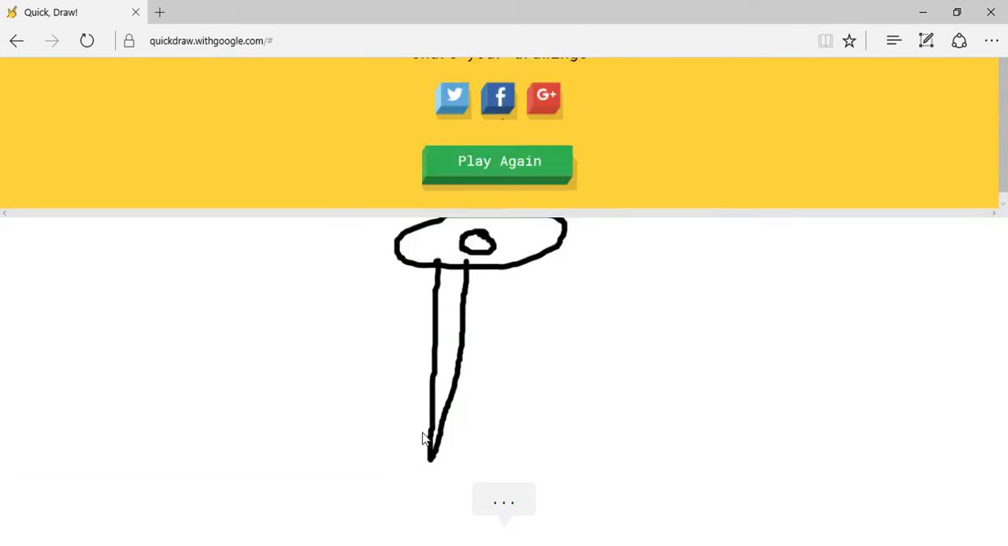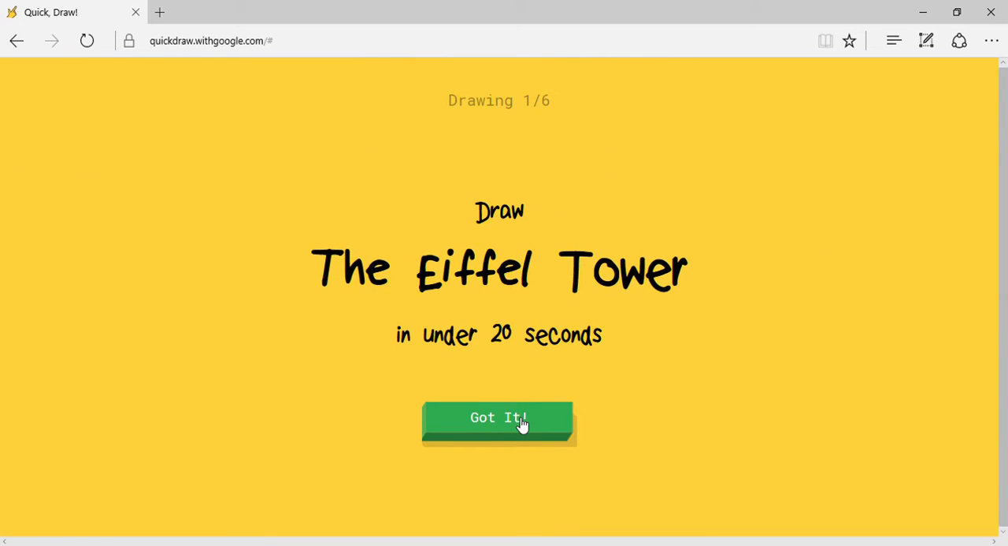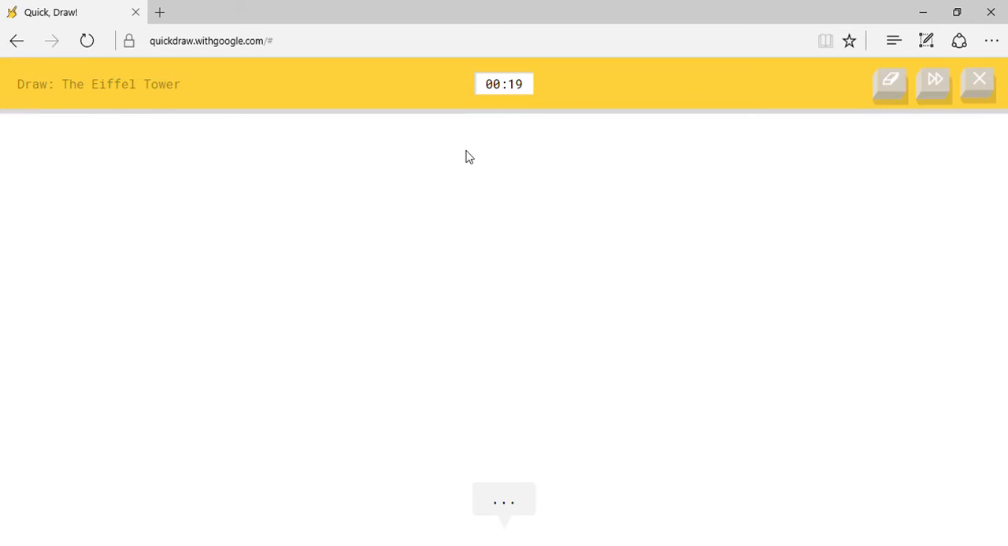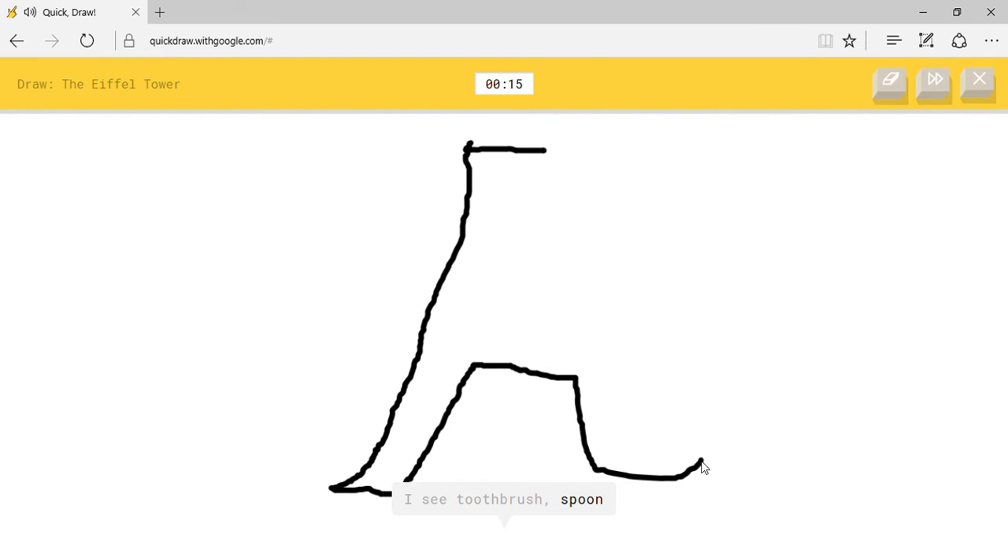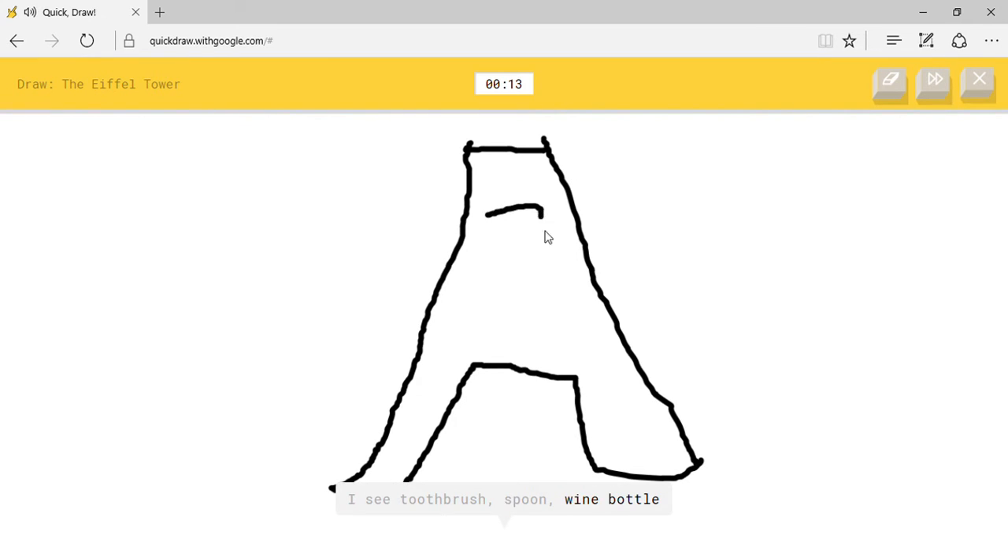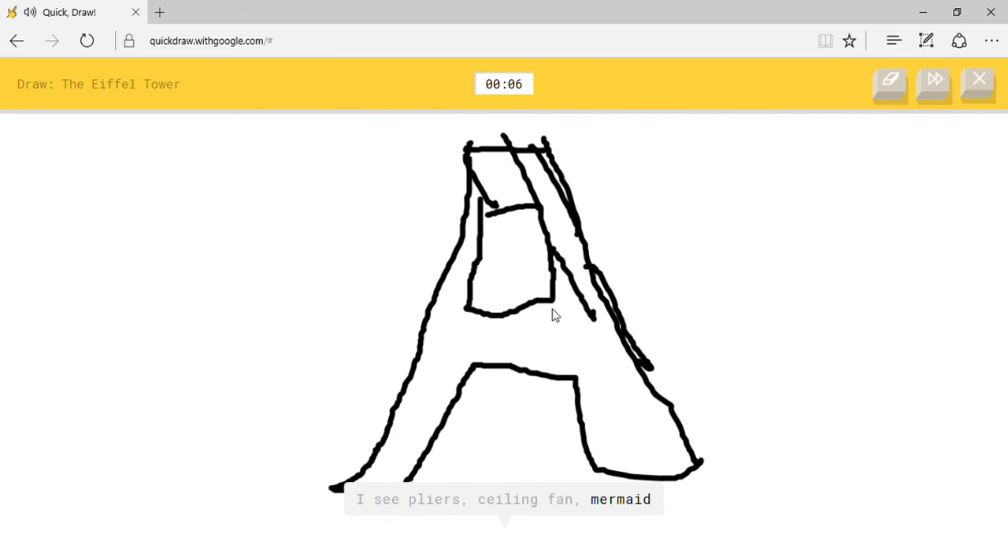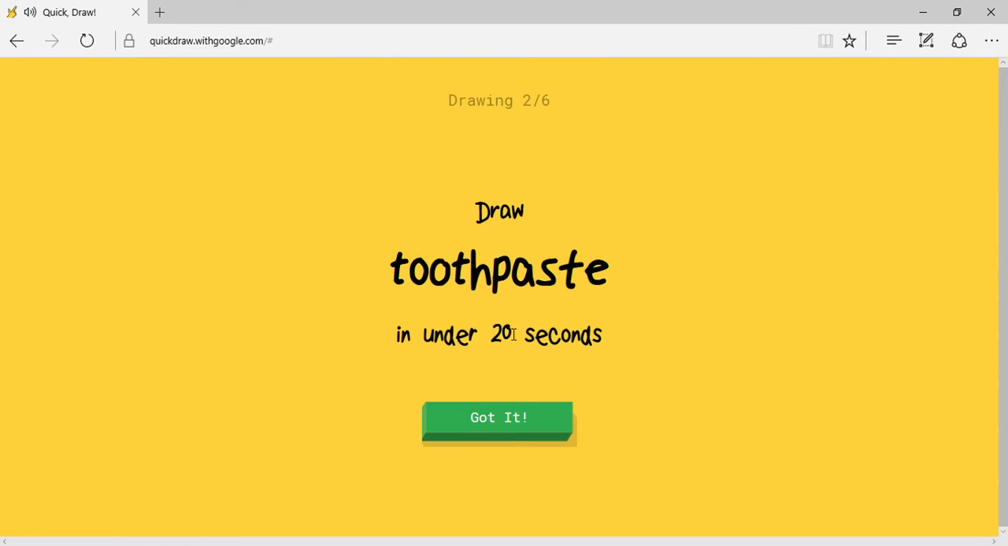Okay. Now I understand. The Eiffel Tower. Okay. Are you kidding me right now? These drawings are getting hard though. Is it a toothbrush, or spoon, or wine bottle? The Eiffel Tower, or pants. I see pliers, or ceiling fan, or mermaid, or wristwatch. Oh, I know. It's the Eiffel Tower.